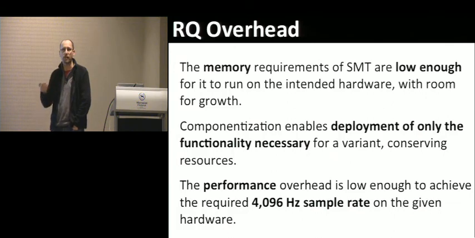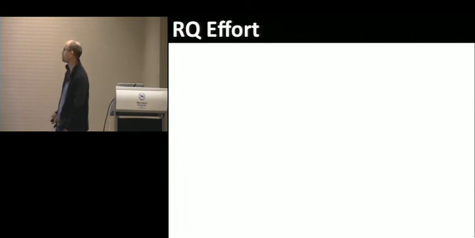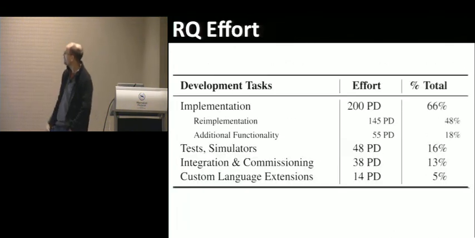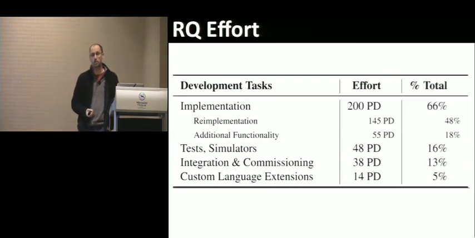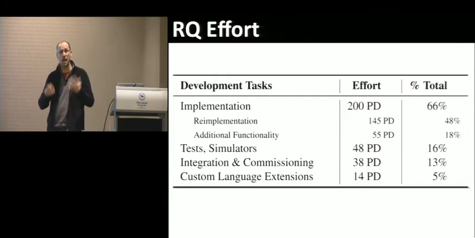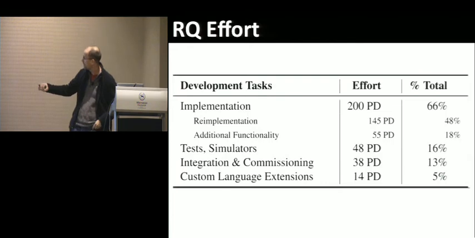Effort. Here is the effort that we spent, and let me point you to these two numbers. They're the most interesting. Only 13% was spent on integration and commissioning. That's rather low for embedded software. Typically, the integration and commissioning effort is higher. You can read numbers of up to 40, 50, 60%. So that was quite nice.